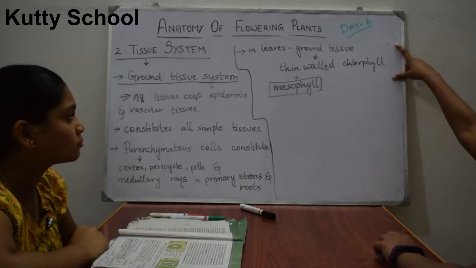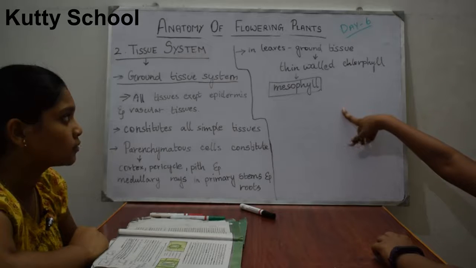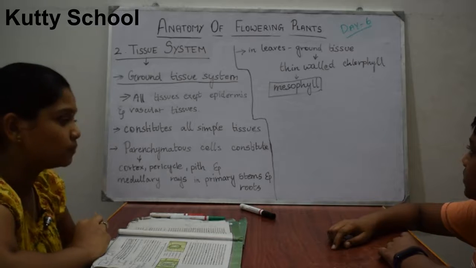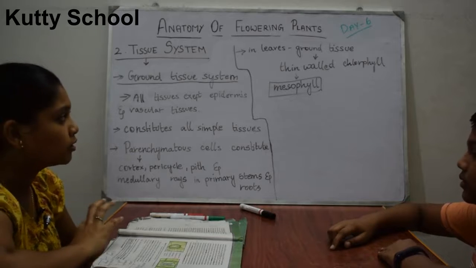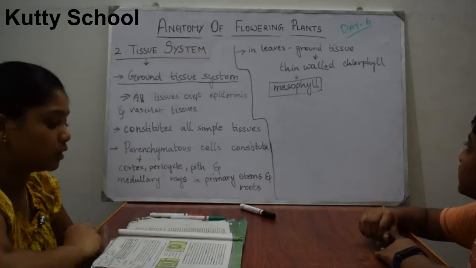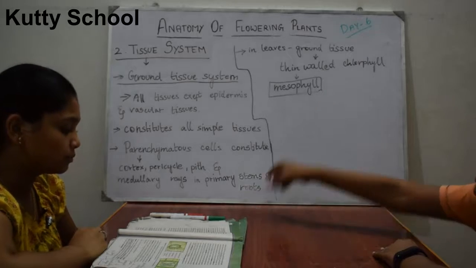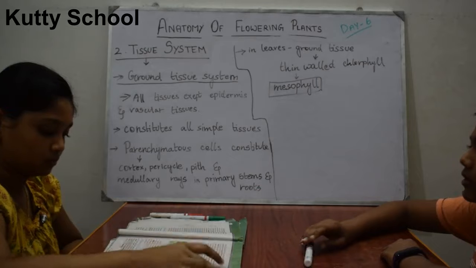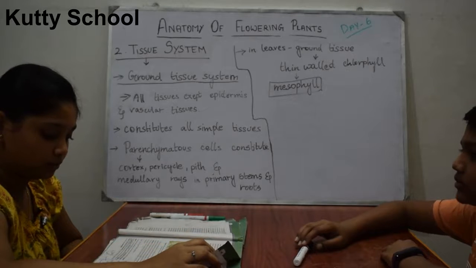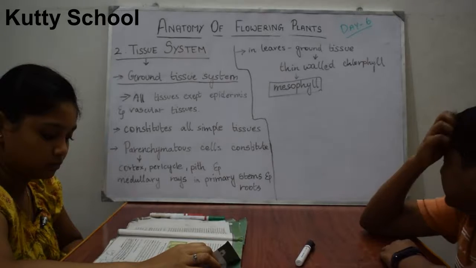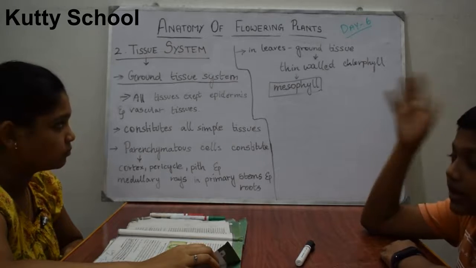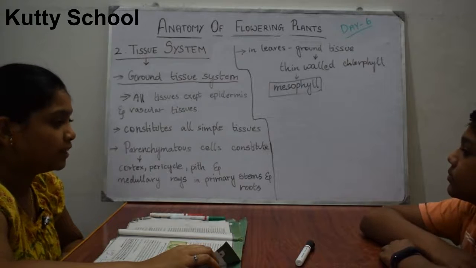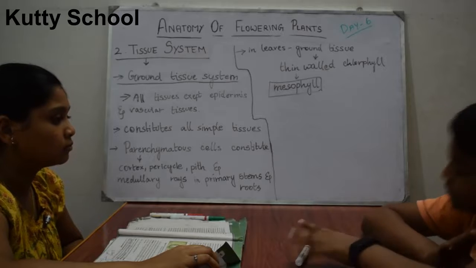The thin-walled tissue containing chlorophyll is called mesophyll. Wait a minute. Oh, sorry, it is not chlorophyll, it is chloroplast.